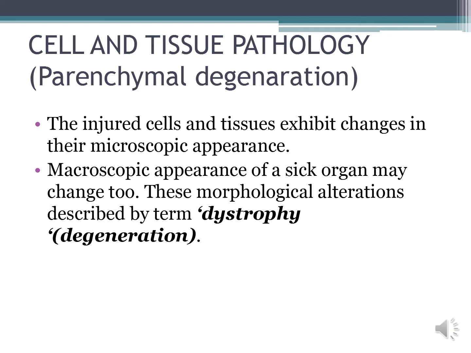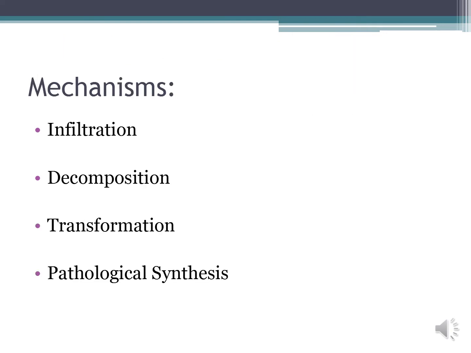In English textbooks of pathology, you find the chapter of cell injury, cell degeneration, and cell accumulation. There are a few mechanisms of dystrophies. Infiltration is the first mechanism, then decomposition, transformation, and pathological synthesis. You must remember all these four mechanisms.